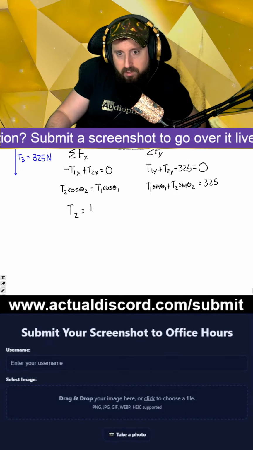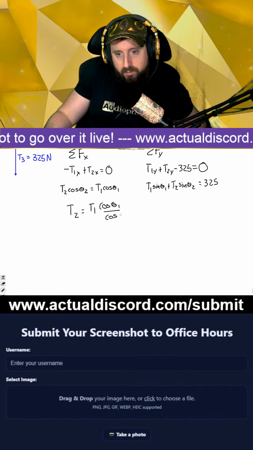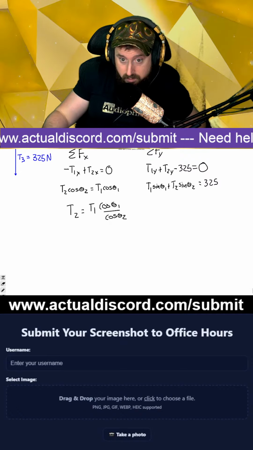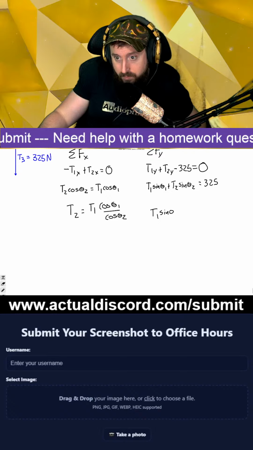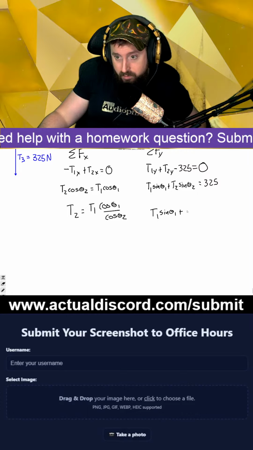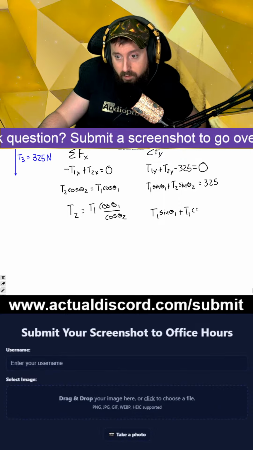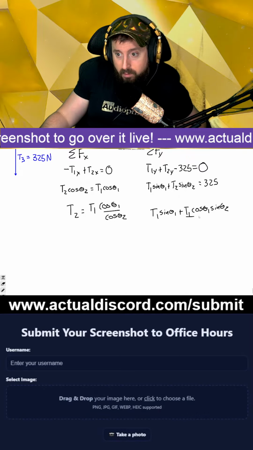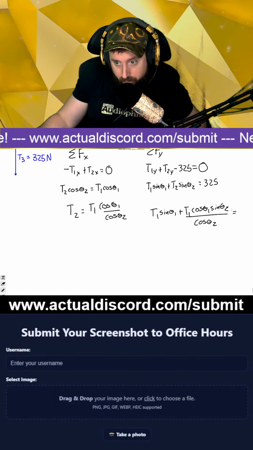Whatever. T2 is equal to T1 cosine theta 1 over cosine theta 2. So then I'm going to plug that in for her. So we get T1 sine theta 1 plus T1 cosine theta 1 sine theta 2 all over cosine theta 2 is equal to 325.